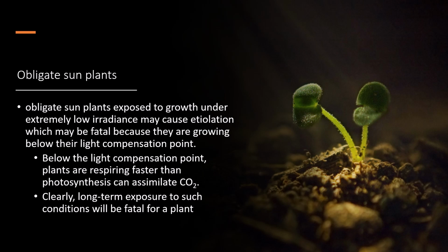Etiolation is one of the plant's ways of trying to reach more light, but it's very risky. In some cases, if the light levels are too low, the plant's respiration will exceed photosynthesis, meaning that respiration uses more energy than the plant can produce. If this continues, the plant can die. This happens when the plant is way below the light compensation point, the minimum light needed for photosynthesis to balance respiration.